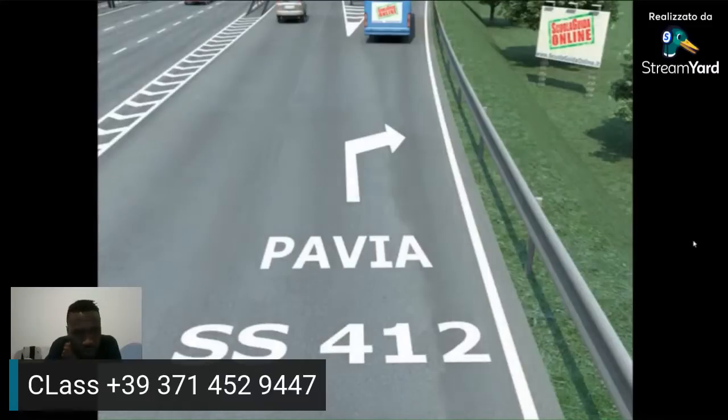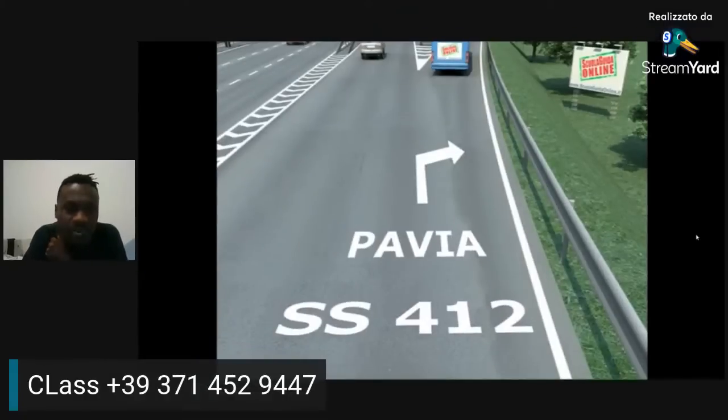SS412. Allora, the SS412 Pavia is strada statale. SS is strada statale. So the strada statale number 412. It's leading us to the city called Pavia. Is that clear? So the Segnaletica Orizzontale designed on the floor is just showing us the direction to take on the right side. Okay.